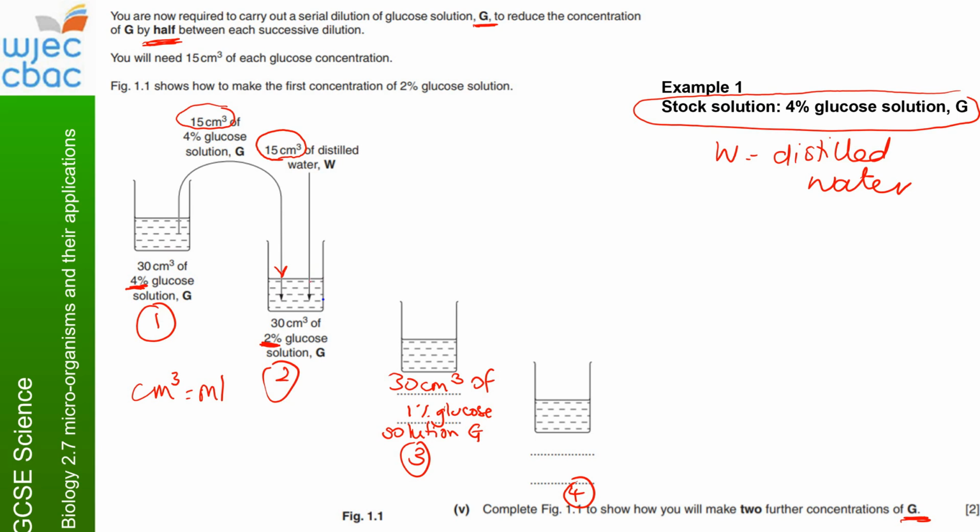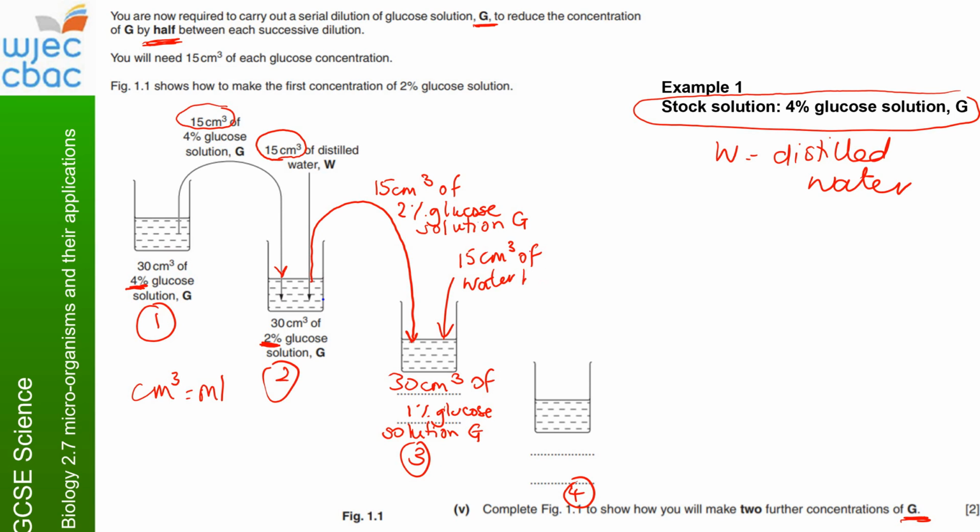So hopefully you have figured out that you would take 15 cubic centimetres from the previous solution, that's the 2% glucose. So we want 15 cubic centimetres of 2% glucose. I'm trying to write as neatly as I can on here. We would add it to this beaker, and in this beaker already there would be 15 cubic centimetres of water. I'm not going to write distilled water, just put water, but you know I mean distilled water, W. So we have halved the concentration again in this beaker 3.